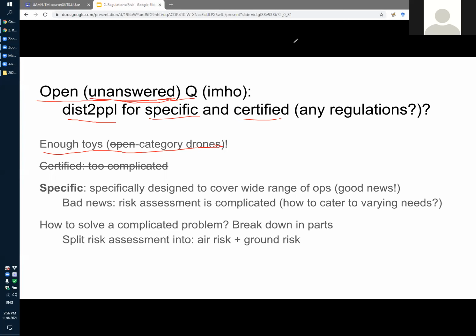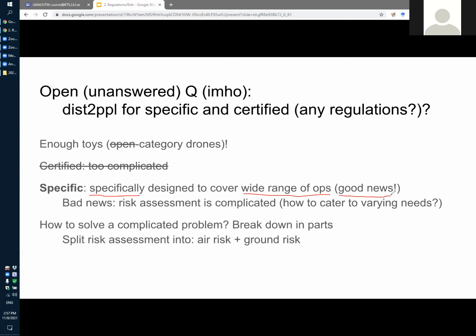No more open category. Certified we don't do, that's too complicated. We go into the specific category. And the specific category is a very good and very broad category. It was, well, pun intended, specifically designed to cover lots and lots of possibilities for drone operations.